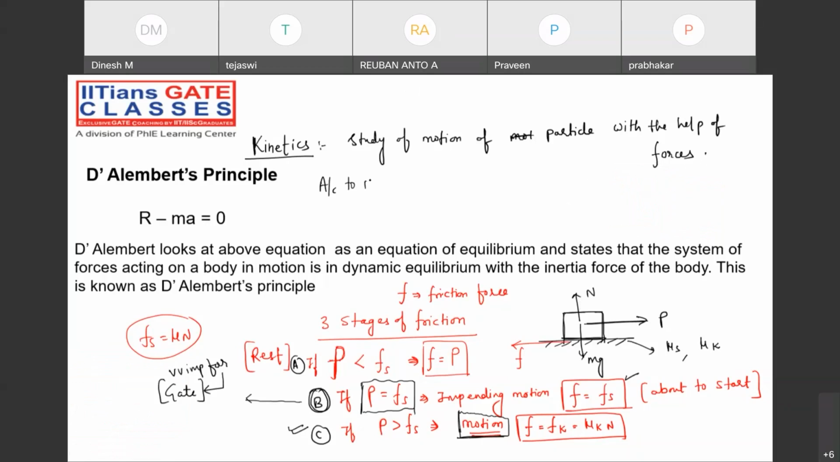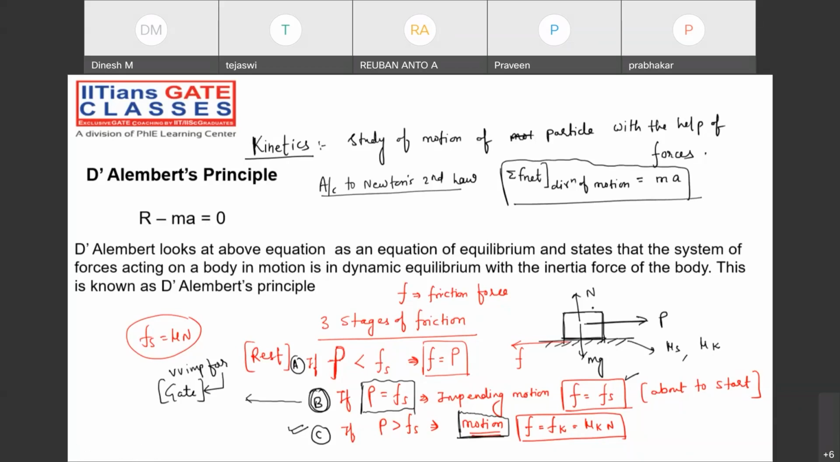According to Newton's second law, the net force in the direction of motion will be equal to mass into acceleration. Note down: the net force in the direction of motion will be equal to mass into acceleration. For this particular block, the net force in the direction of motion is P minus friction force, that is kinetic friction, and that will be equal to mass into acceleration. This will be the formula. Note it down, very, very important.